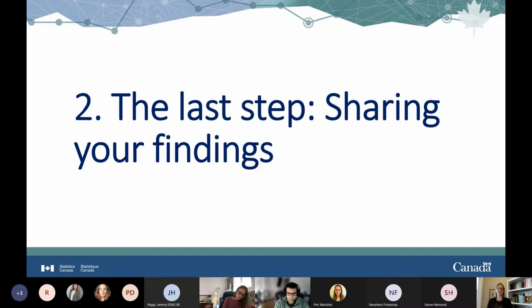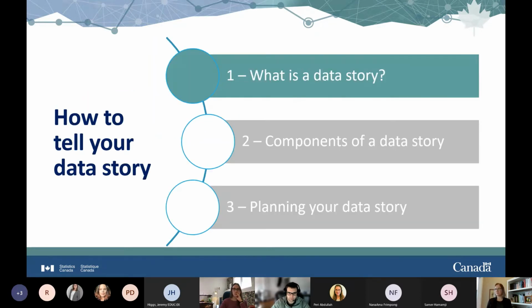All right. Now that we've looked at the whole process, it's time to focus on that last step of sharing your findings. It is really the step where you're going to turn the statistical information that you've produced into some sort of story, some sort of narrative that will be easily understood and retained by a specific audience. So this is where we start to talk about storytelling, or telling the story of your data.